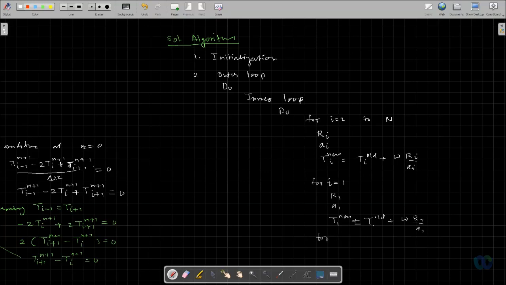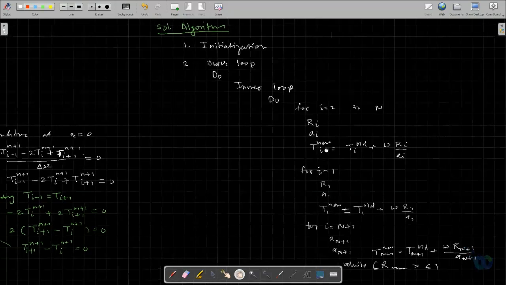Similarly, for I is equals to n plus 1, you find out Rn plus 1, then you find out An plus 1, and then you find out Tn plus 1 new is equals to Tn plus 1 old plus omega Rn plus 1 divided by An plus 1. Once you have found that, you have an updation and while condition and all like that. So while RMS of R is greater than some small number, then once this is done, you will update the loop.